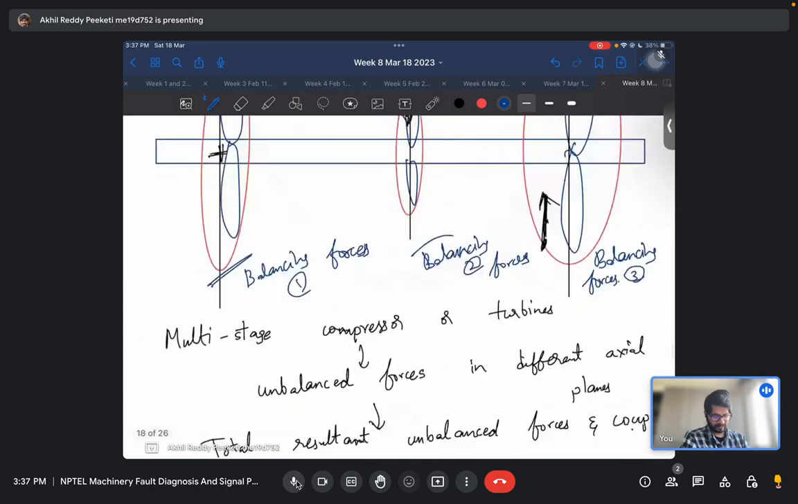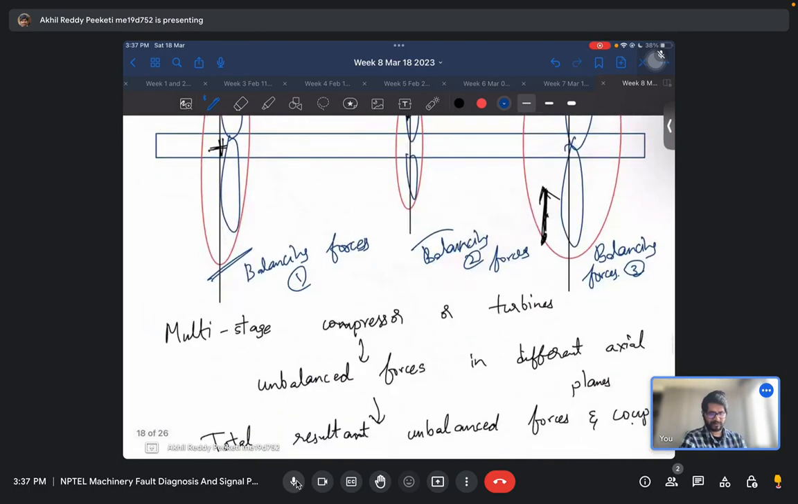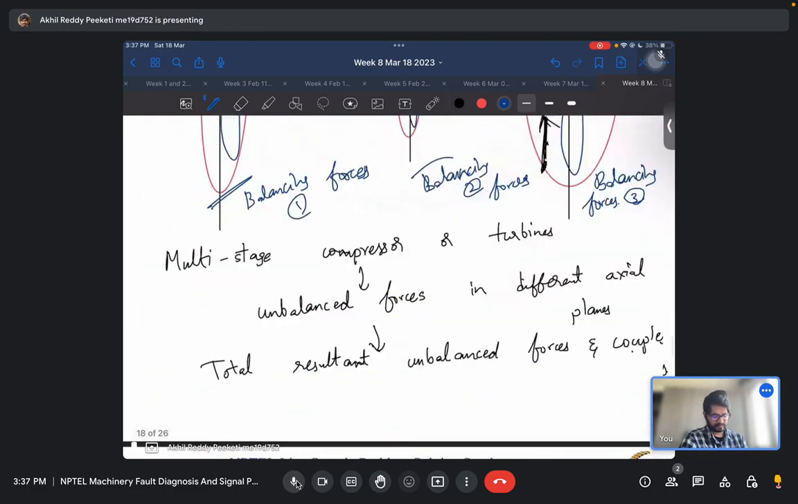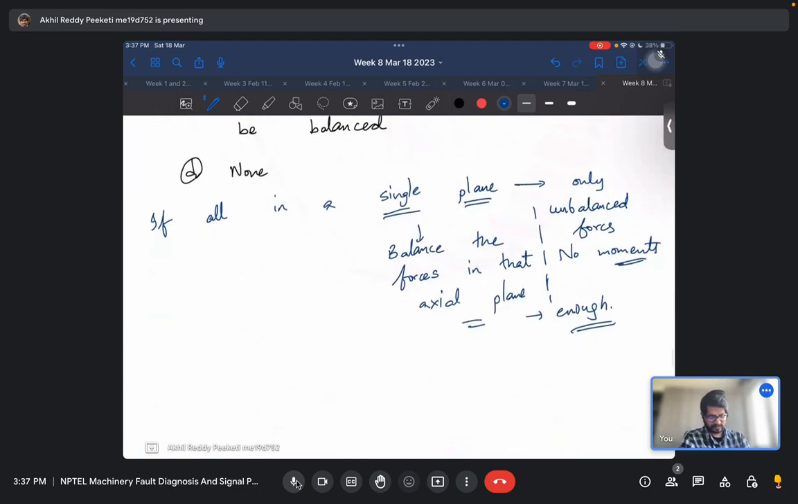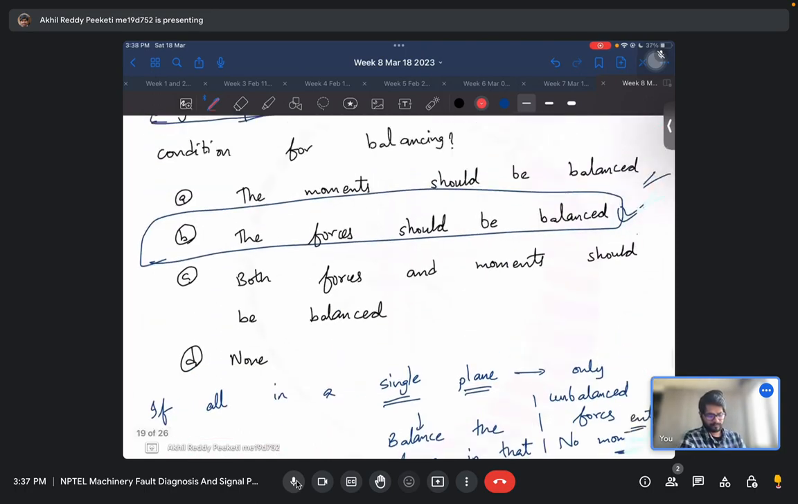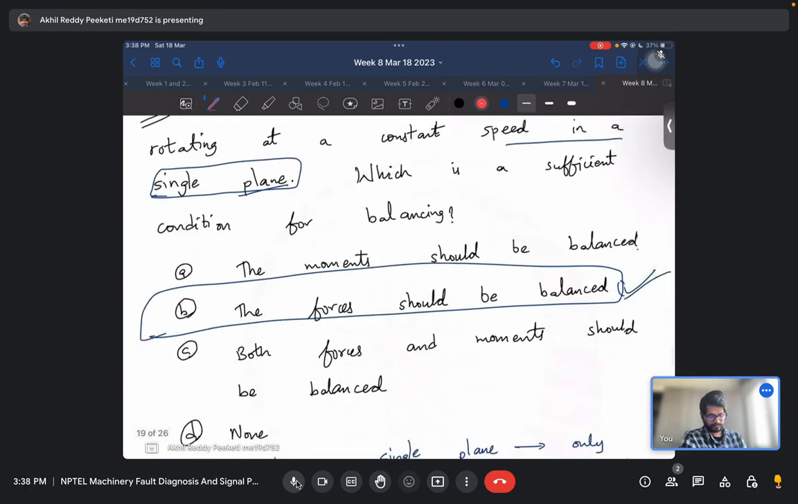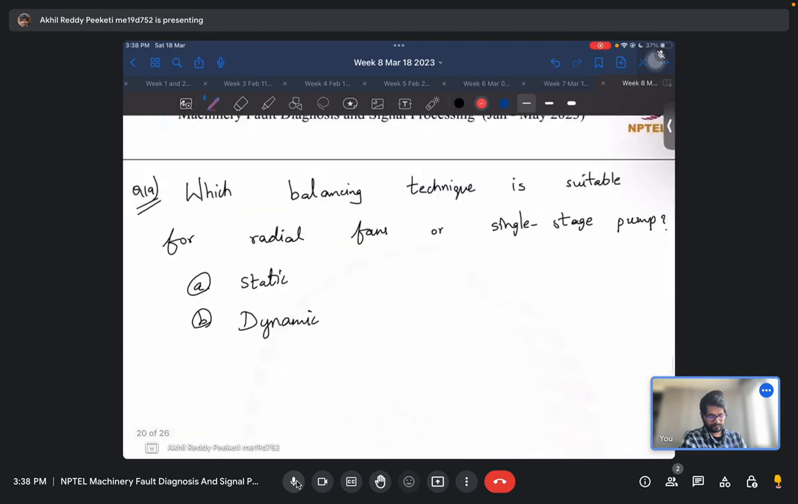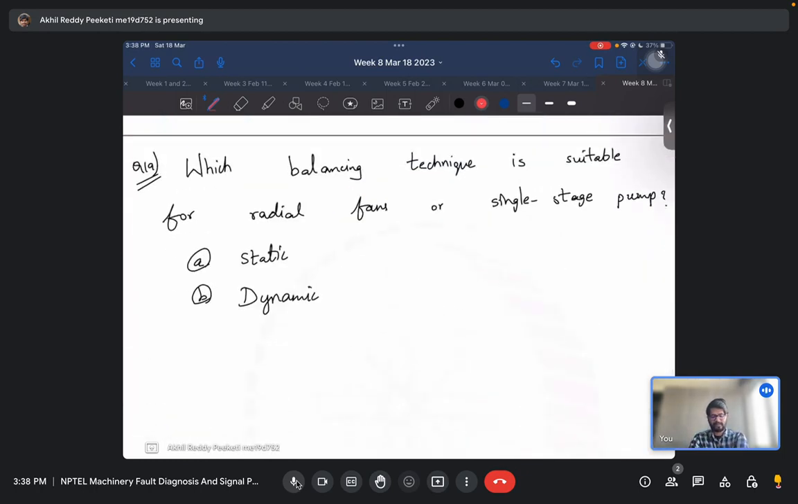Now if you are in multiple planes, then we need to balance forces in each plane, so that is dynamic balancing, and this is static balancing. So the name for such a type of balancing is static balancing. Next question. Which balancing technique is suitable for radial fans or single stage pumps, either static or dynamic?